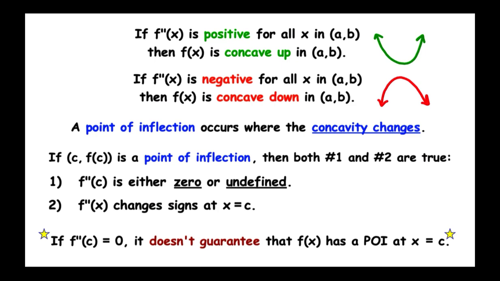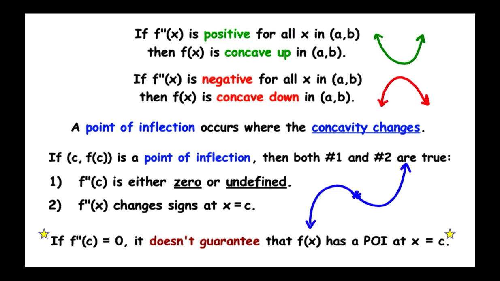You have this thing called a point of inflection. And a point of inflection is simply where the concavity changes. Let me just show you an example of a point of inflection in a graph. Let's say you have this graph that kind of looks like this cool S-curve here. The point of inflection on this graph is right here where this little star is.